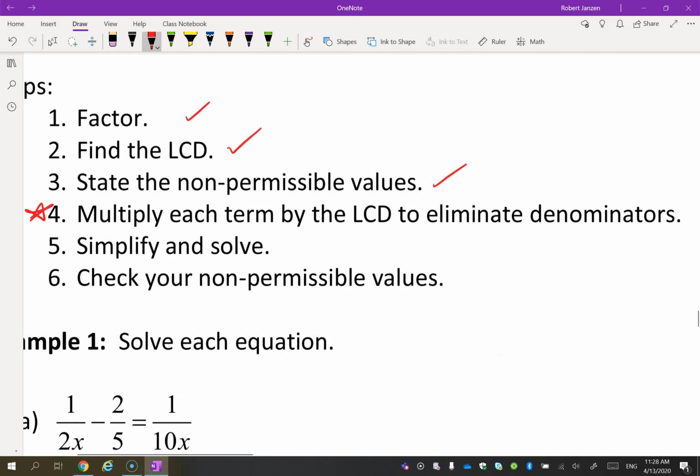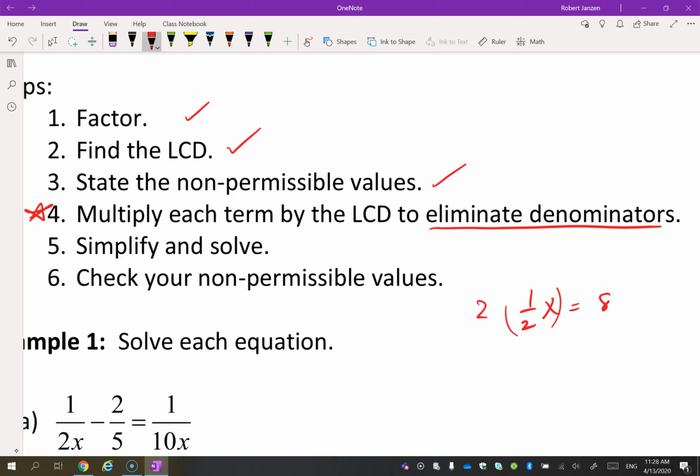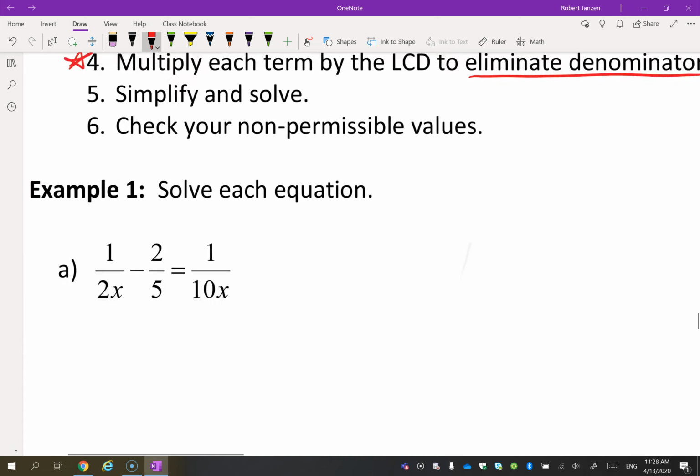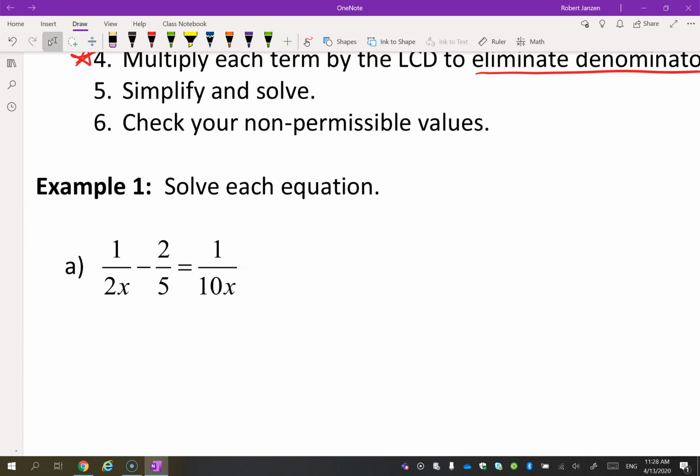We're going to multiply each term by the lowest common denominator to eliminate denominators. This has always been sort of the strategy when you're solving equations, when you're solving for x and there is something in the denominator. You know, even if we had something like 1/2 x equals 8, our first step was always, let's multiply by 2 so there's no more fraction. Let's do it that way. Okay, so that's going to be our strategy for this. We want to get rid of denominators. Then we'll simplify and solve, and then this is a little bit different. You have to check that your answer is not a non-permissible value.